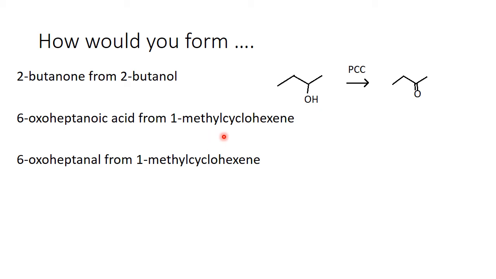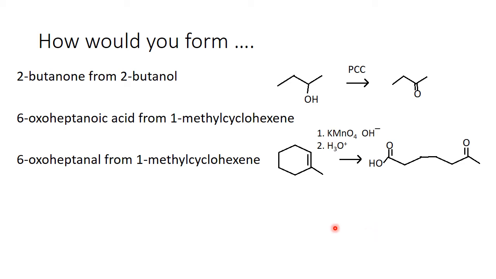To make 6-oxoheptanoic acid from 1-methylcyclohexene, I have to write down the structures, and here they are. Now, to make these, I'm going to have to use an oxidizing cleaving agent that would take this carbon down to a carboxylic acid. The one that will do that is potassium permanganate.